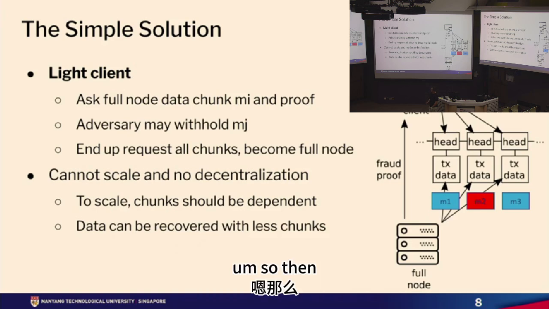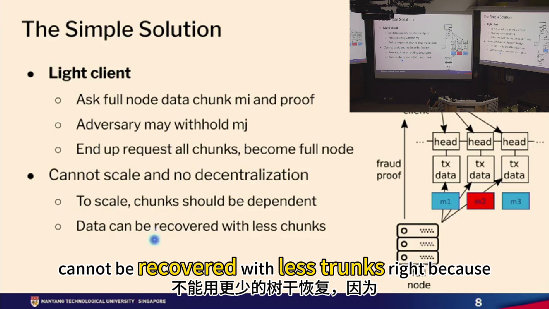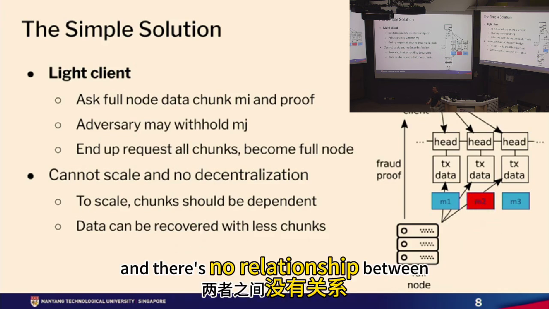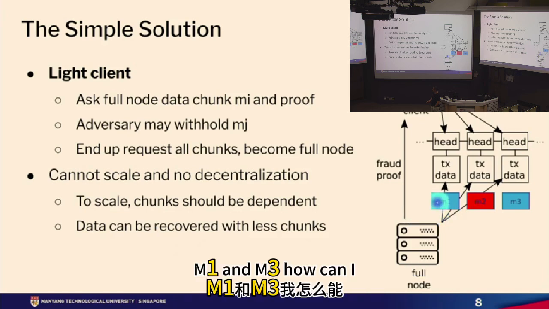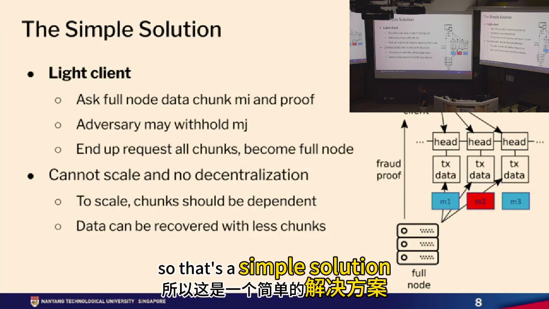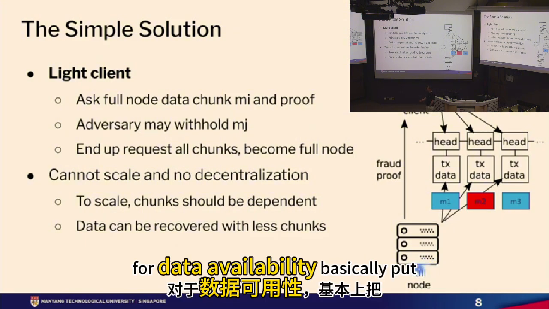So then the data cannot be recovered with fewer chunks, right? Because if I want to recover, for example, M2, I don't have the data, and there's no relationship between M1 and M3. How can I recover the whole thing? So that's a simple solution for data availability.